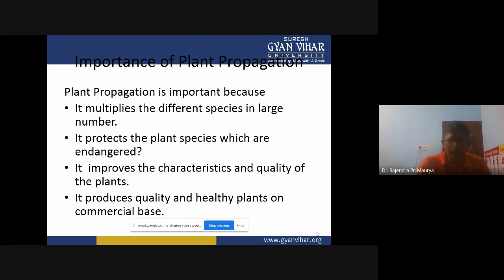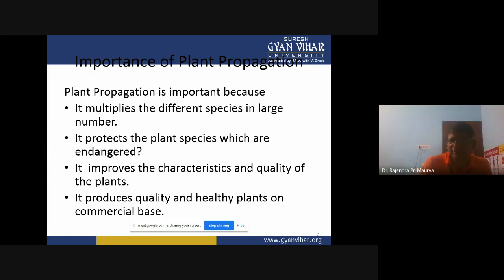A very important thing is that we have to use a sharp, clean knife, and that should be sterilized before use. If we sterilize these knives, scateurs, etc., with alcohol or spirit, then when we make the cuts they will be free from microorganisms and there is no chance of any infection. These are very important to get healthy plants and quality.